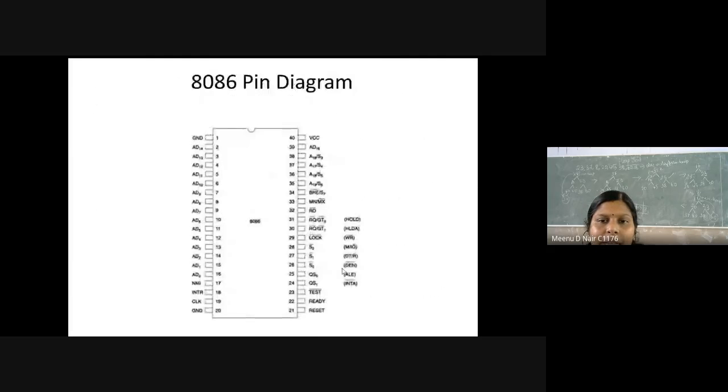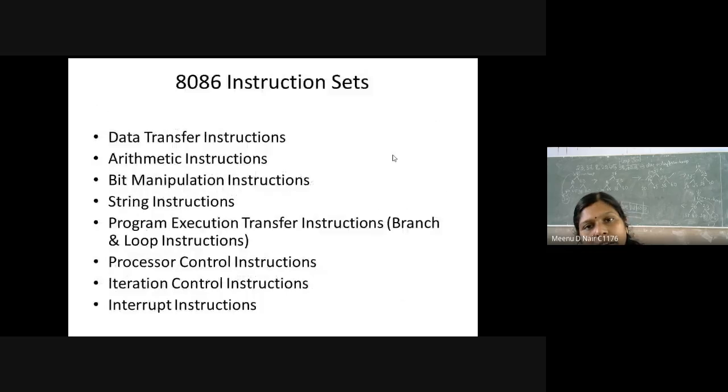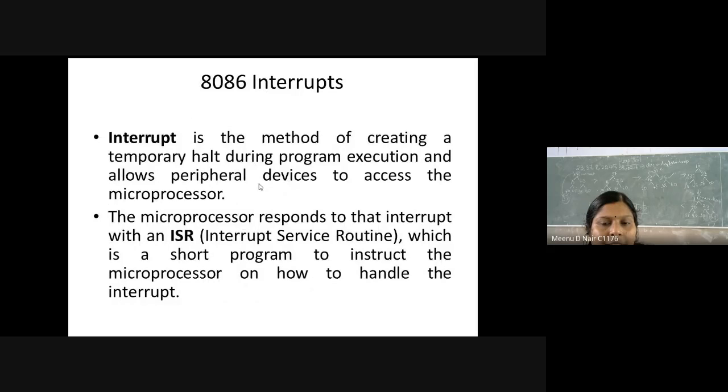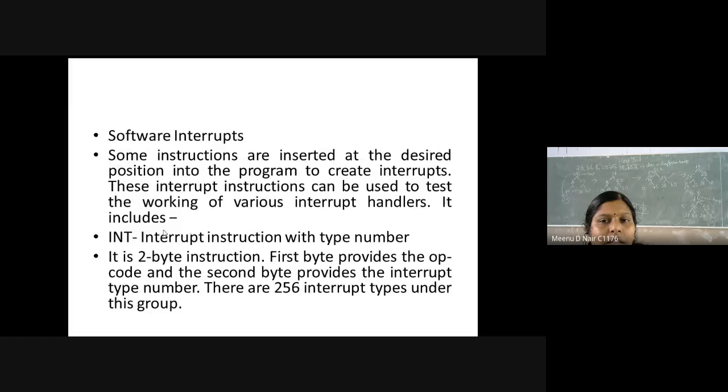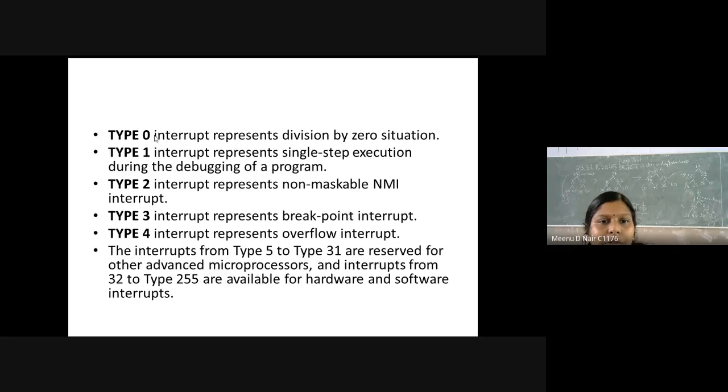Then we have seen the pin diagram. This is a 40-pin IC, and we have seen each pin in detail. Next we have seen the interrupt. What is an interrupt? What is ISR? Then what are the different types of interrupts? Hardware as well as software. Hardware has two types, NMI and INTR. In the case of software interrupts, there are totally 256. We can categorize them as 0, 1, 2, 3, 4, and 5 to 31, which are used for advanced processors, and 32 to type 255, which are available for both hardware as well as software interrupts. So this is what we have seen today.